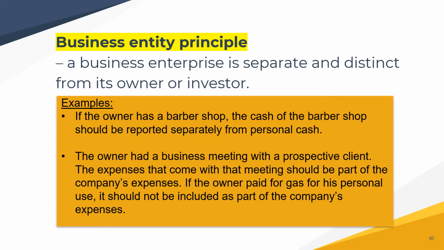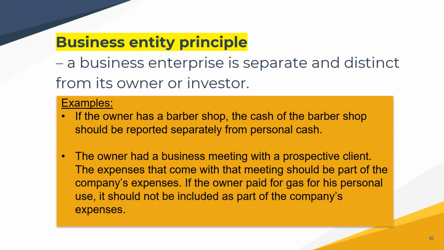So, parang kanina, si Vito and yung first pet shop niya, magkaibang entity yon. So, yung mga expenses nung mismong business is for the business only. And then yung mga personal expenses ni Vito ay para sa kanya lang yon. Hindi pwedeng maging expenses nung business niya. So, here are other examples for the business entity principle. If the owner has a barber shop, the cash of the barber shop should be reported separately from his personal cash. Again, dahil magkaiba yung owner and yung mismong barber shop.